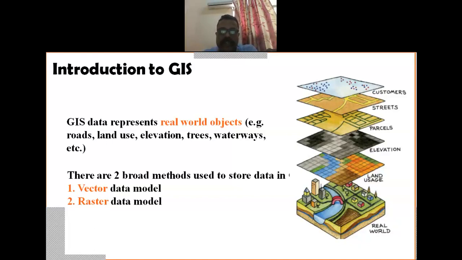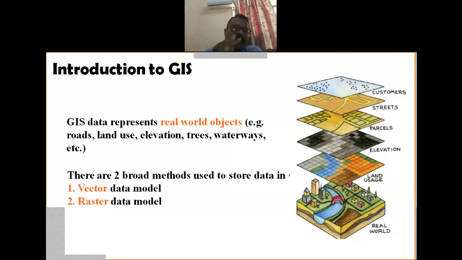So, what can GIS do? It says the GIS data represents real world objects. So, if you have some streets, if you have some houses, if you have an elevation, if you have certain land use, which means how the land is being used. Is it an agricultural land? Is it an urban land, or is it a water body, or is there some industrial estate? So these all can be represented in GIS.